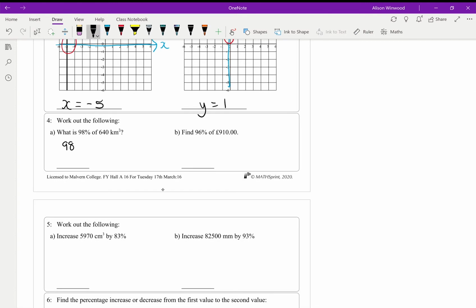98% means 98 out of 100, and I want that of 640, which equals 627.2 kilometers squared. 96% is 96 out of 100 of the 910 pounds, is £873.60.